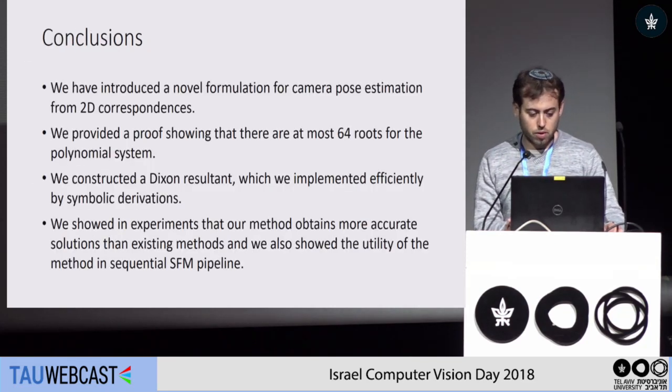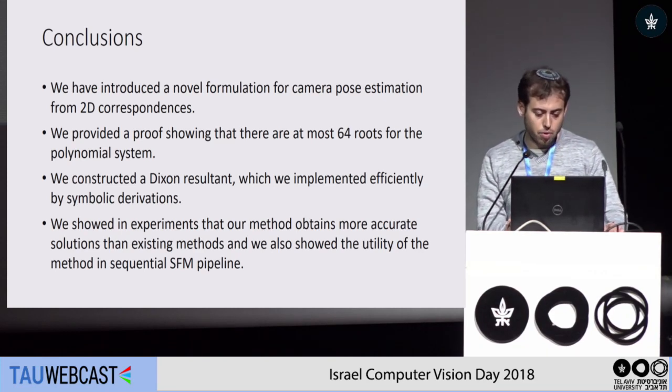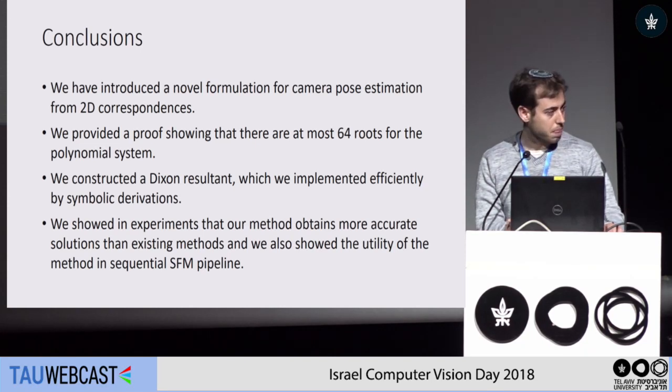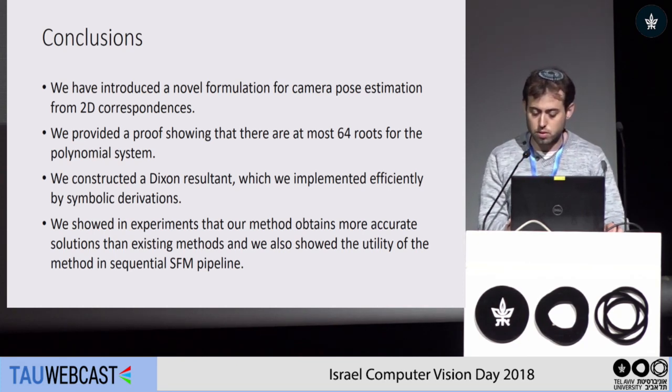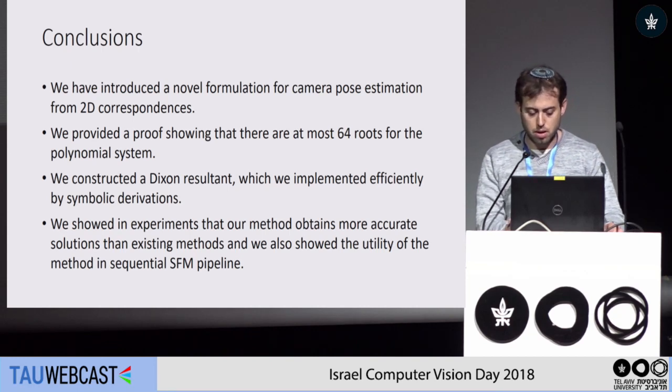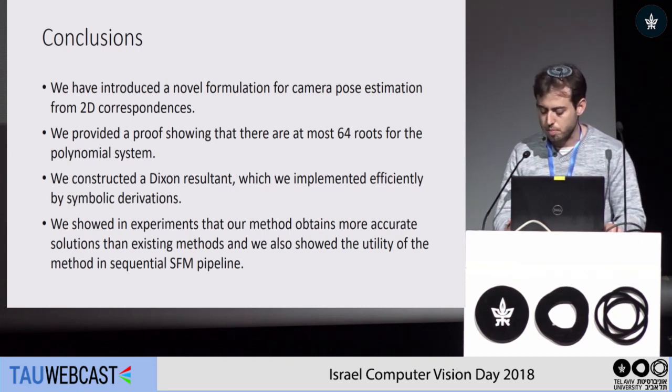So to conclude, we have introduced a novel formulation for camera pose estimation from 2D correspondences. We provided a proof showing that there are at most 64 roots for the polynomial system. We constructed a Dixon resultant, which we implemented efficiently by symbolic derivations. And we showed in experiments that our method obtains more accurate solutions than existing methods, and we also showed the utility of the method in a sequential structure from motion pipeline.